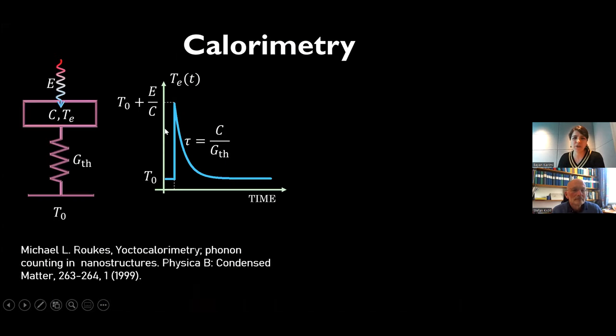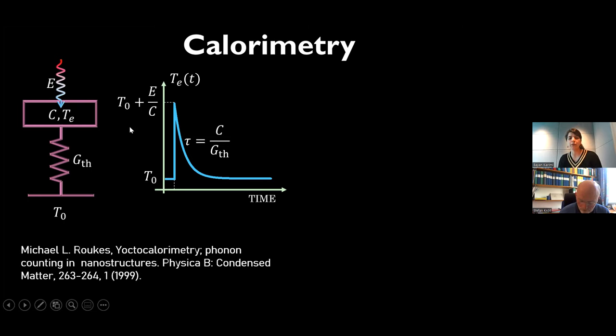So let me start with the simple principle of calorimetry, how it works. The main body in the calorimeter is just the absorber with a small heat capacity C and temperature T. Here we have, for example, a normal metal absorber. And then this absorber is coupled via thermal conductance to some bath with a fixed temperature T0. So in the beginning, they are in equilibrium.